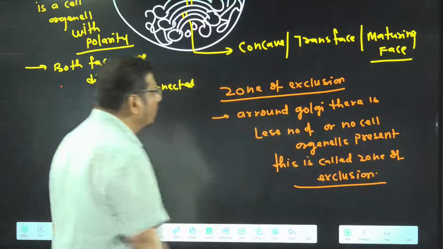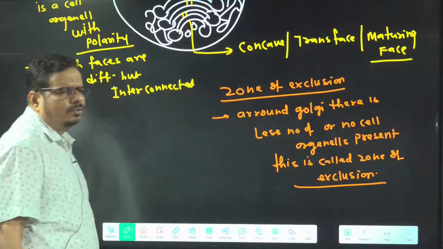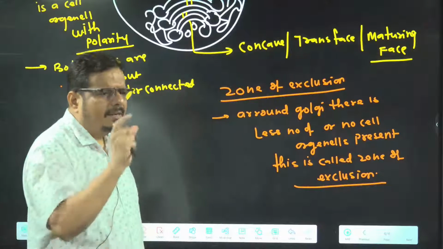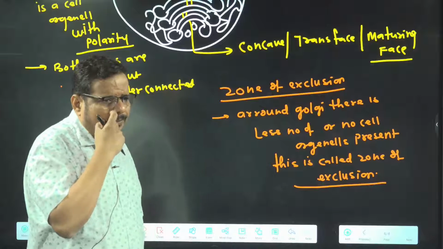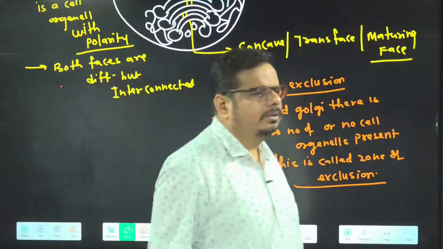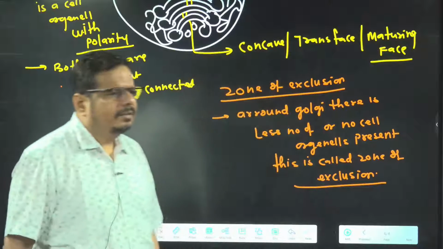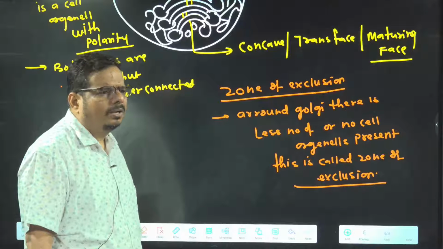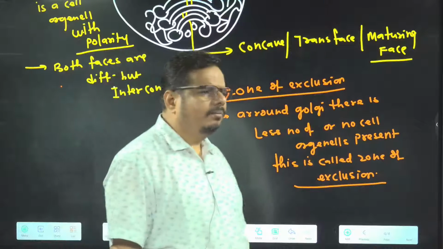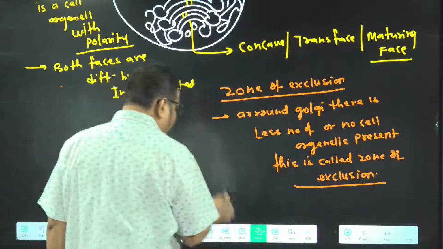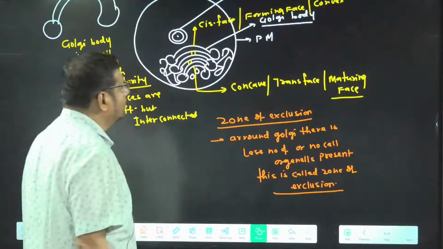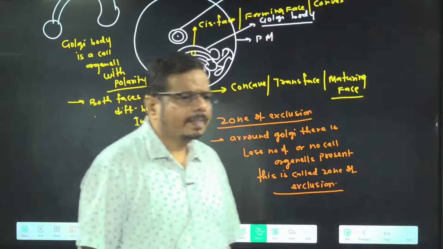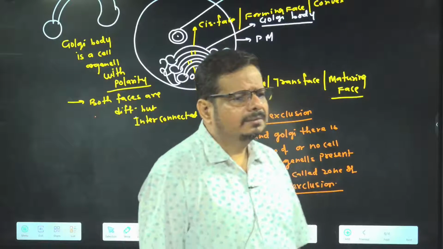This is called zone of exclusion. Are you getting the idea? What is zone of exclusion? Clear in the mind? Around the Golgi body, there is less number of cell organelle and no cell organelle is present just near periphery of the Golgi body, and this area is called what basically? Zone of exclusion. Is it clear in the mind? Now I am telling you about the function of the Golgi body. So cis face you understood, trans face you understood, clear? Convex is cis or forming, getting the things or not?